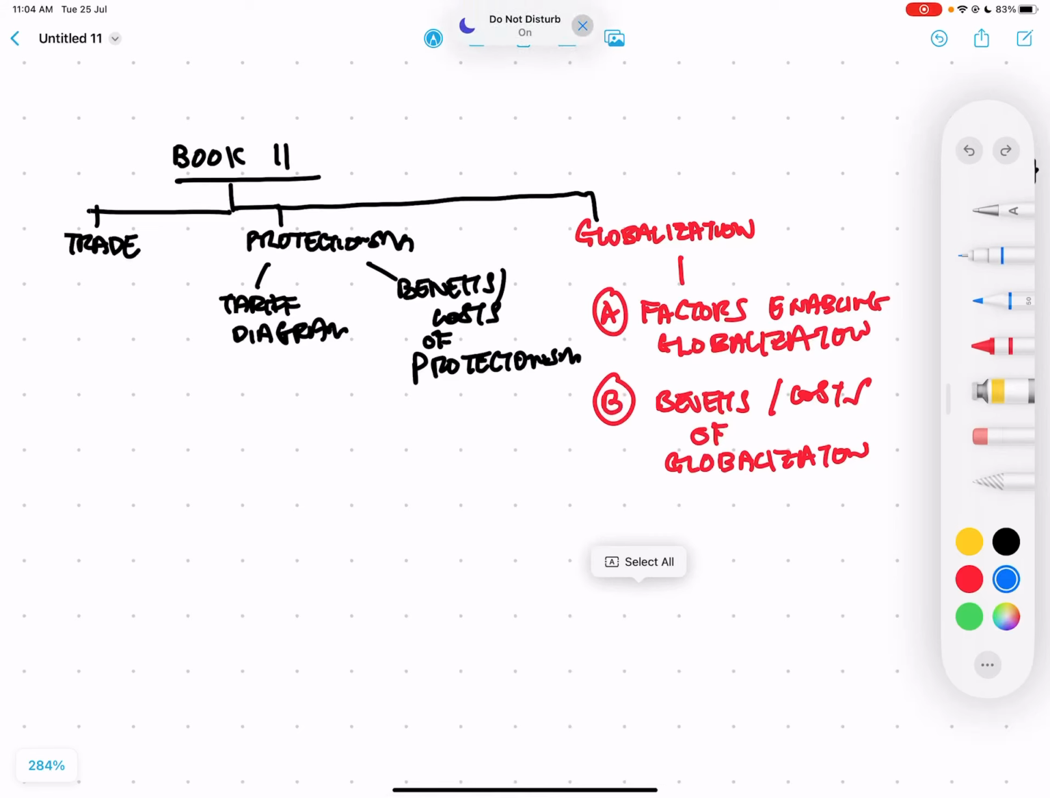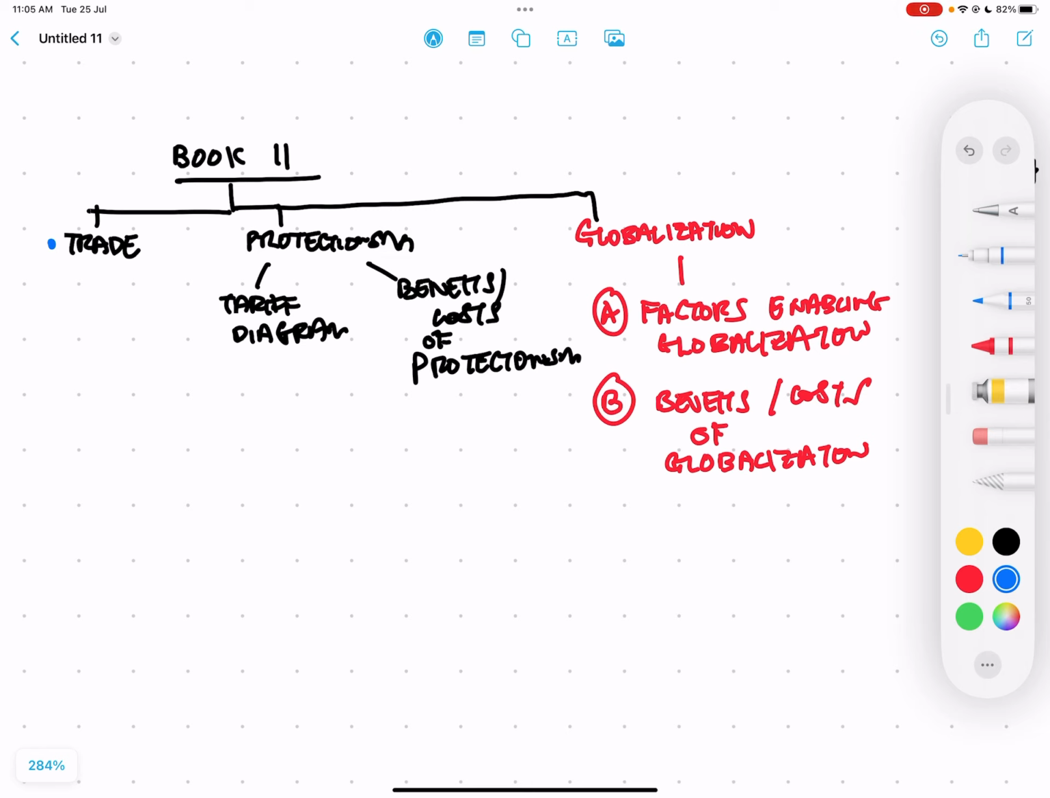Okay, so today I want to begin on the last part of book 11. That's the part on globalization. The first part of book 11, we mentioned things about trade. We spoke about the theory of comparative advantage, the benefits and costs of trade, and the factors that determine a country's comparative advantage.